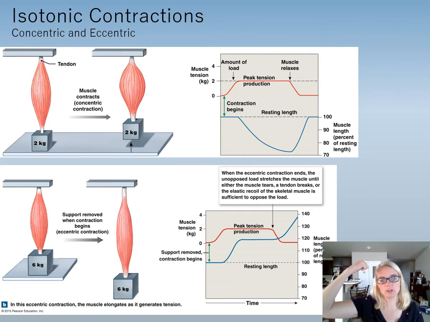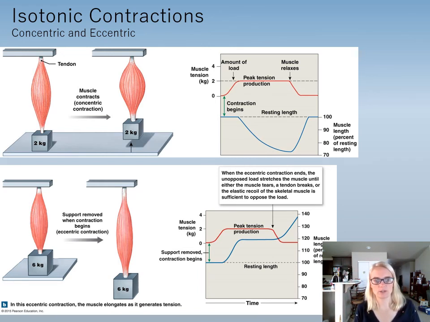So I have a 2 kilogram weight. I'm lifting the weight. So pretend this is my 2 kilogram weight, my pencil. So I'm lifting my weight and my tension can overcome that resistance and my muscle is getting shorter, right? So it's like this, and then it's getting shorter. That is called a concentric isotonic contraction. The tension is kind of staying the same, but the length is changing.